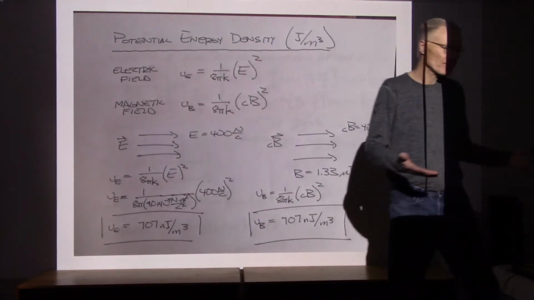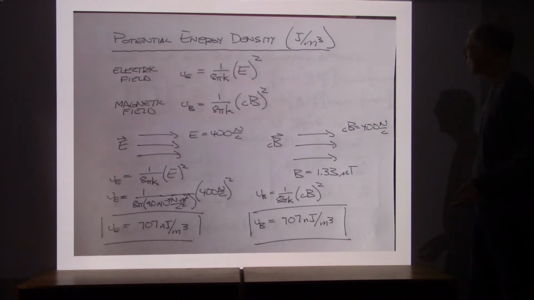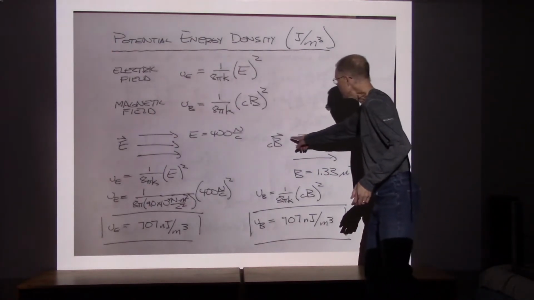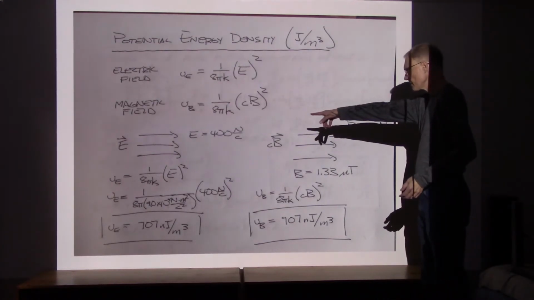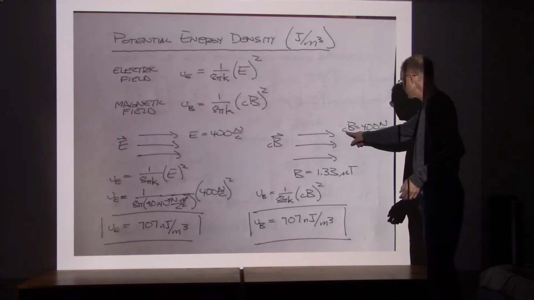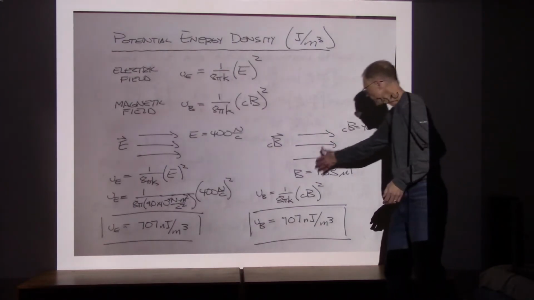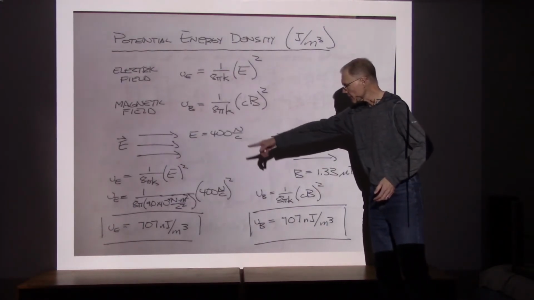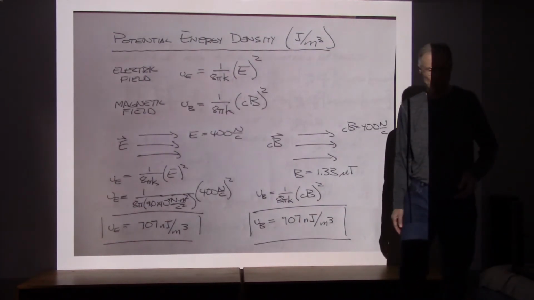How is the energy density going to compare with a magnetic field? If we think in terms of C times B, then to get the very same energy density, I'm just going to say C times B is 400 newtons per coulomb. I plug that into the formula, the numbers look exactly the same. I'm going to have the same energy density.